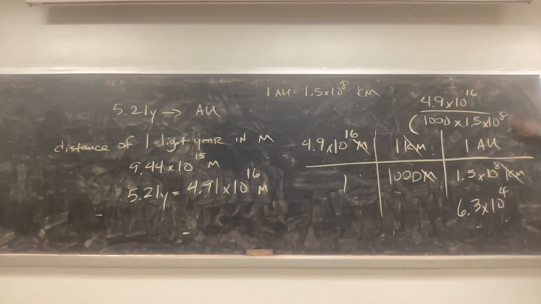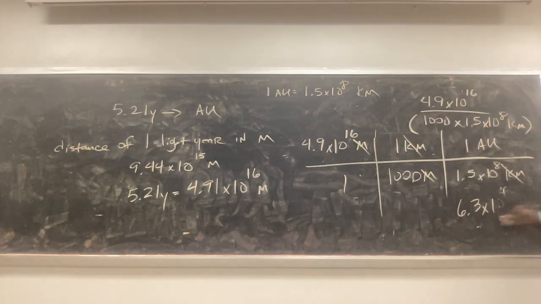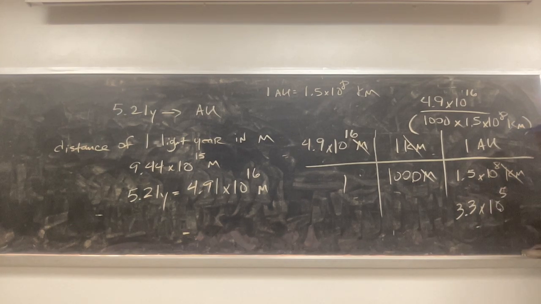Oh, kilometers. Ouch. Yeah, I got 3.3 times 10 to the 5th. All right. Astronomical units: 3.3 times 10 to the 5th AU.